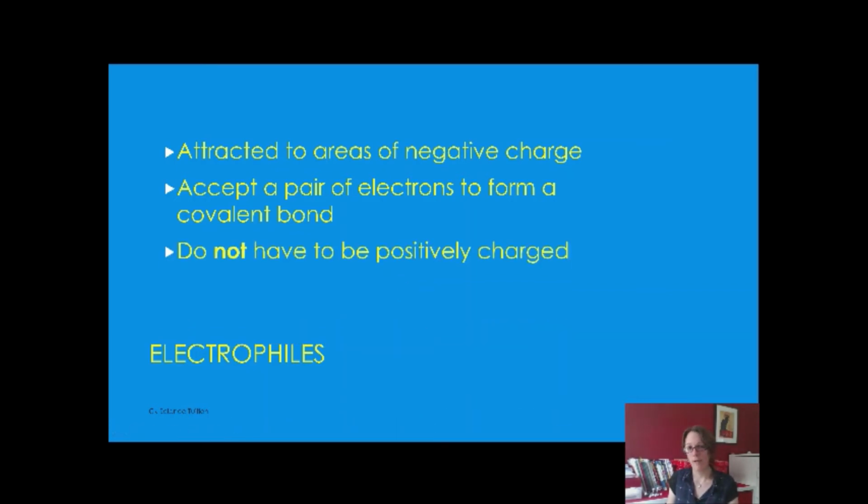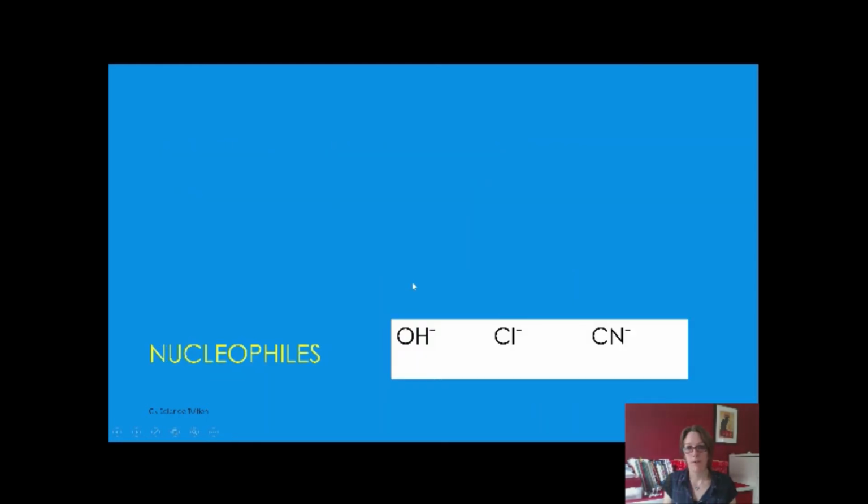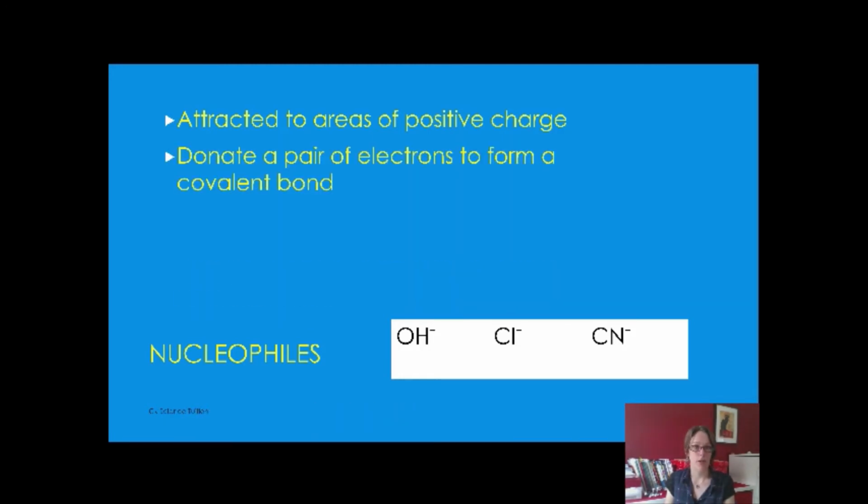Electrophiles do not have to be positively charged, and I'm not going to look into what types of molecules are electrophiles for reasons that will become clear when we actually try and identify electrophiles in reactions. So nucleophiles, bit of a spoiler there down in the bottom right, are attracted to areas of positive charge, which means they can, of course, be negatively charged.